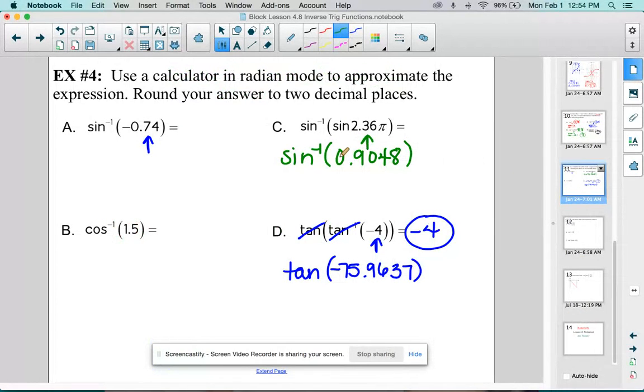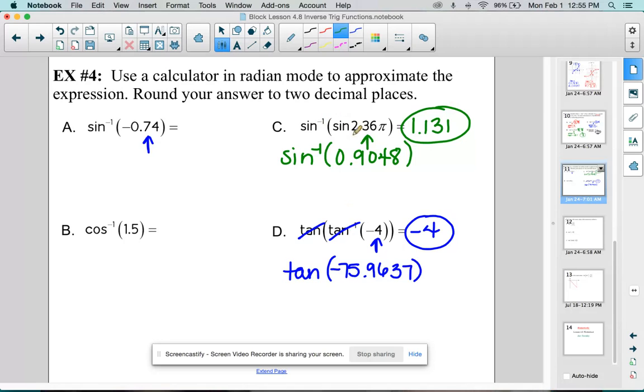So I'm going to do that again in my calculator. Make sure that you are in radian mode still. So inverse sine of 0.9048. Let's see. I am getting 1.131. Okay, now this time's a little bit funky, right?